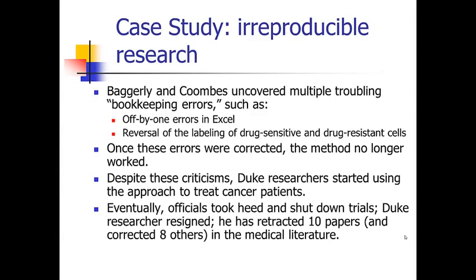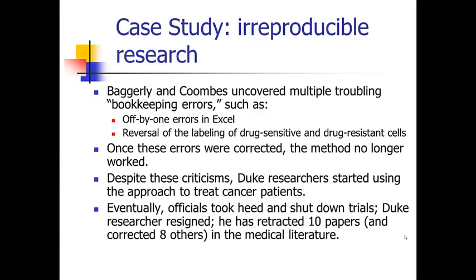Baggerly and Coombs went on to write a letter to the editor of Nature Medicine, where the first publication on this had been published by the Duke authors. That letter to the editor was published, but that was it. Well, the researchers at Duke kept publishing more on this method. Baggerly and Coombs were now invested in continuing to sleuth these papers, and they found errors in a number of other papers. When they corrected these errors, the method just no longer worked.